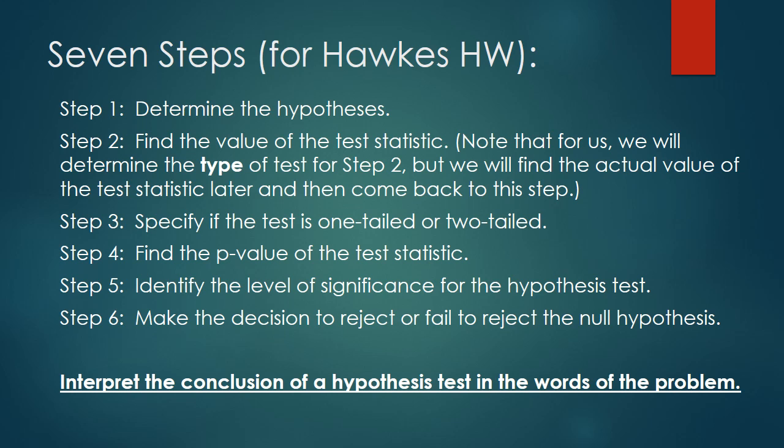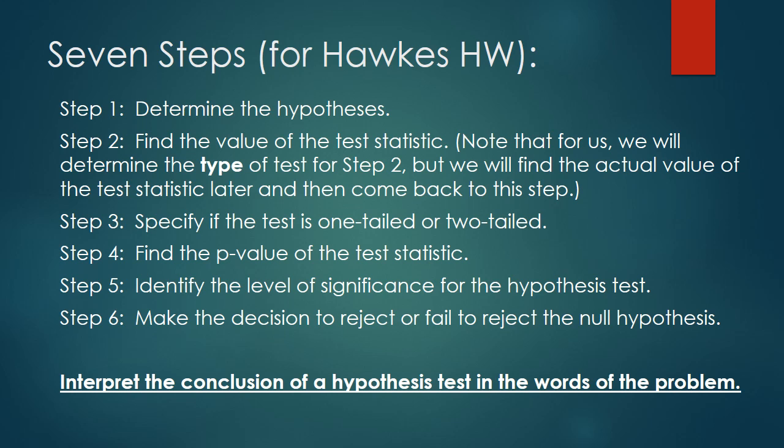Find the p-value of the test statistic. That is the probability of getting our results if the null hypothesis is true. And again, the calculator will do this for us as long as we pick the correct test, enter the correct information. Identify the level of significance for the hypothesis test. We call this alpha. And yes, this is pretty much the same alpha that we saw when we were finding confidence intervals. This is how rare, how unlikely our results need to be for us to say, we're not so sure about that null hypothesis.